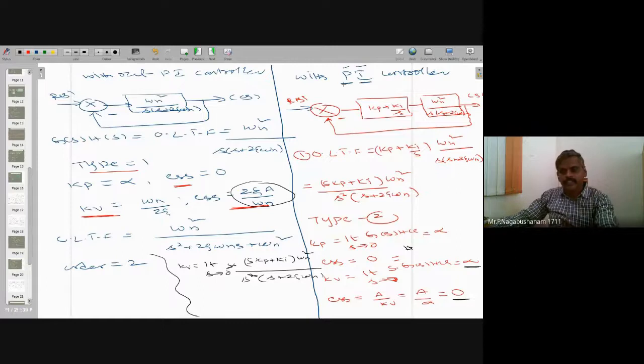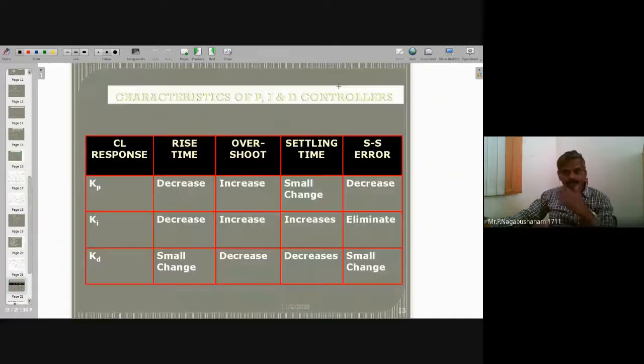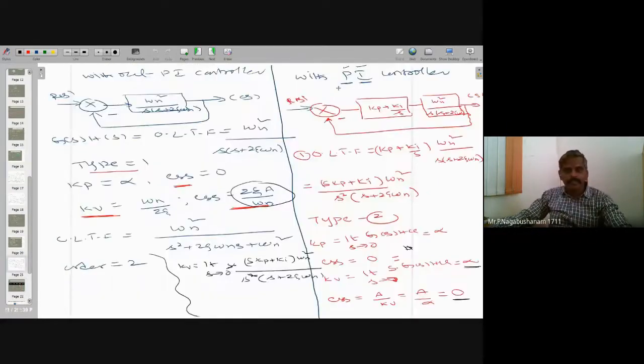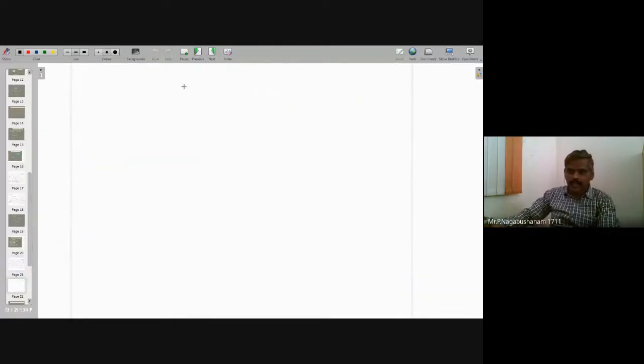We will check the closed loop second order system. What will be the closed loop order? Because if it is a closed loop, the order is 2. With the PI controller, what will be the order we will see? It is a PI controller. This is the last one for the PI controller.